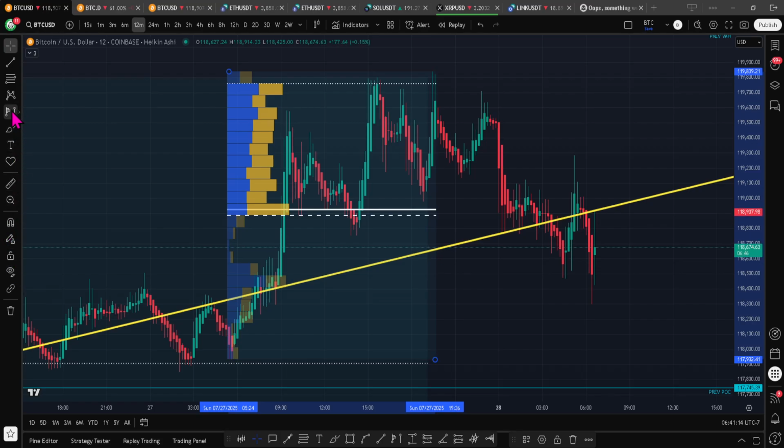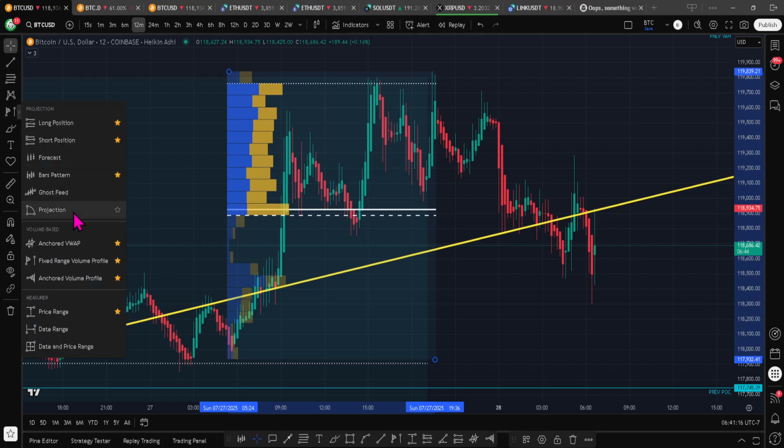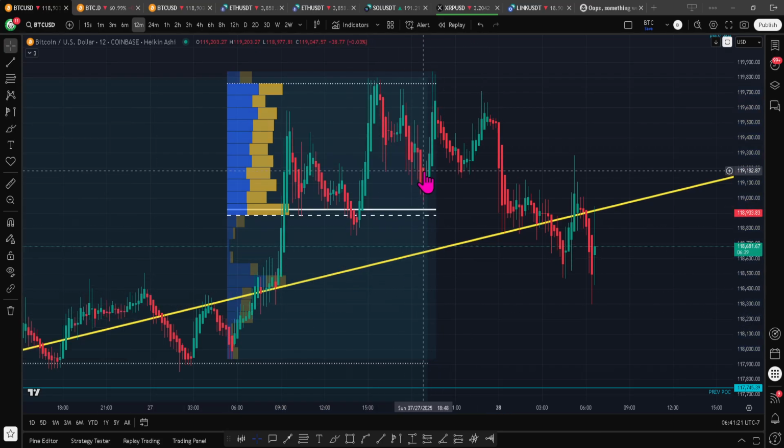I don't even know what these tools are called. They're called volume-based tools over here. I click the star.